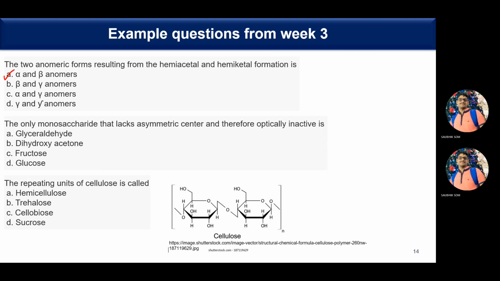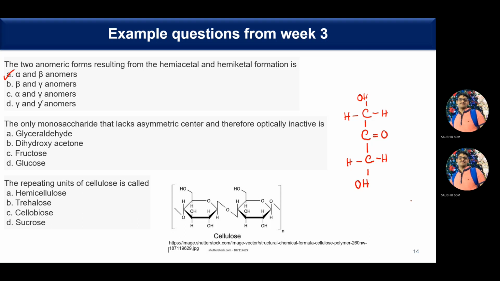So let's draw dihydroxyacetone. Now what is the structure of acetone? CH3, C=O, CH3. This is the structure of acetone. Now dihydroxyacetone, so we need two hydroxy groups. One will be here, one will be here. So that is dihydroxyacetone.